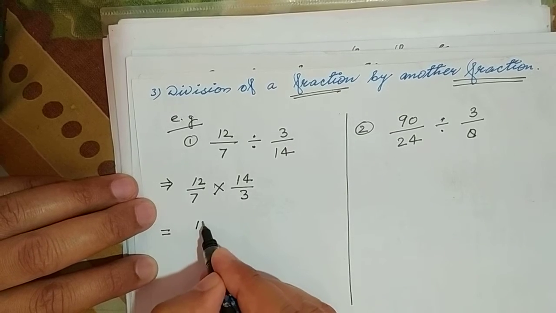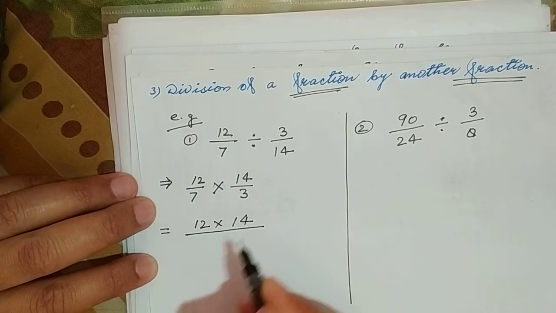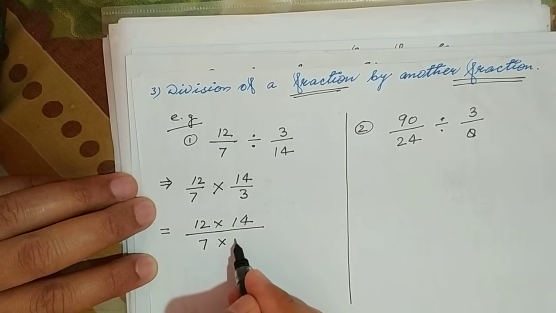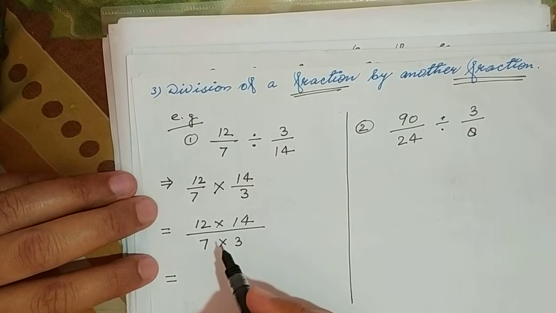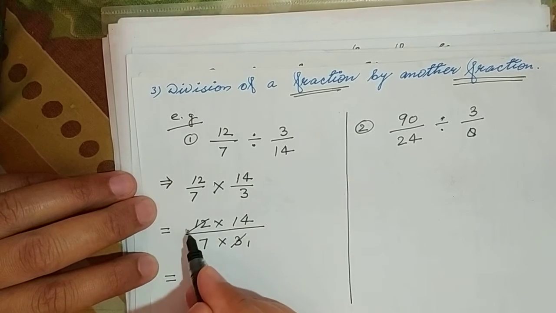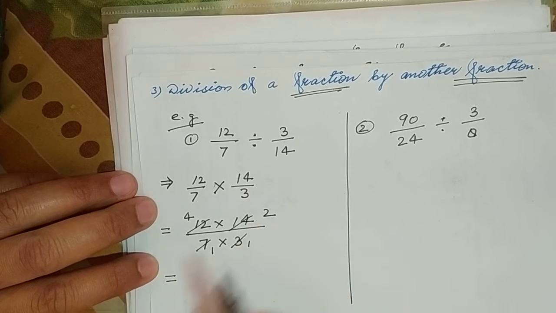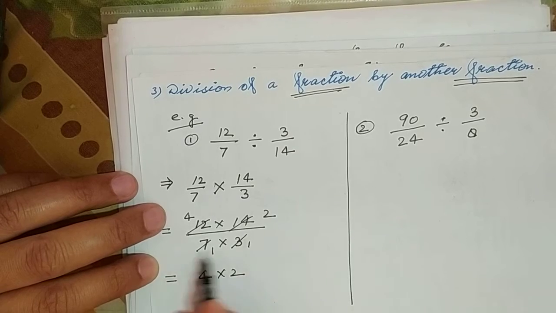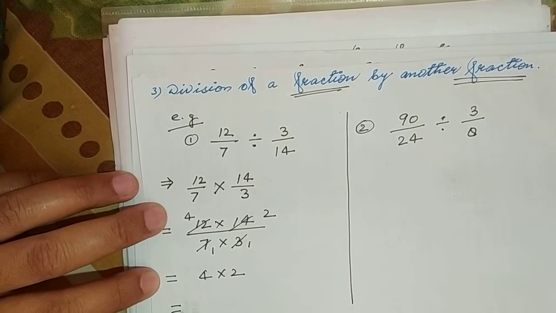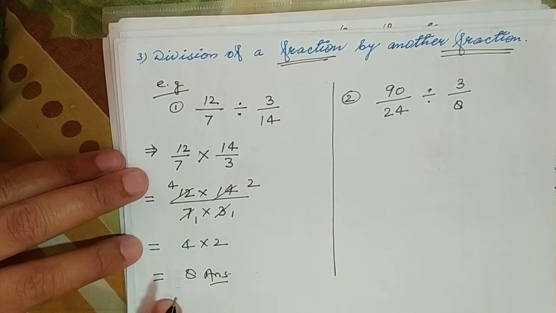Product of numerator 12 into 14, whole divided by 7 into 3. Check whether they have a common factor. Yes, 3 ones are 3, 3 fours are 12, 7 ones are 7, 7 twos are 14. So 4 into 2. No need to write 1 into 1 in the denominator. So 8 is the answer.